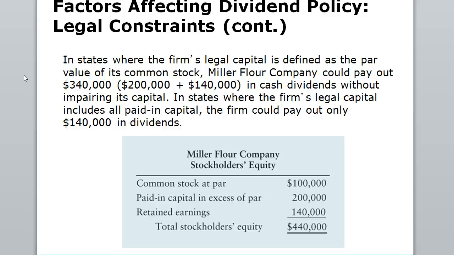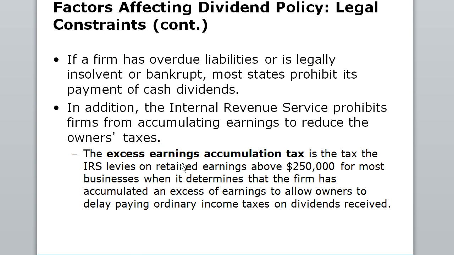So let's look at this legal constraint. In states where the firm's legal capital is defined as the par value of its common stock, and we'll look at this flour company, it paid out $340,000 in cash dividends without impairing its capital. In states where the firm's capital includes paid-in capital, the firm only paid $140,000 in dividends. So we've got our par value, our paid-in capital in excess of par, and our retained earnings. This is where it's saying that you can only do $140,000 in dividends, or you can only pay out your retained earnings, whereas in some states you could pay out retained earnings and paid-in capital.